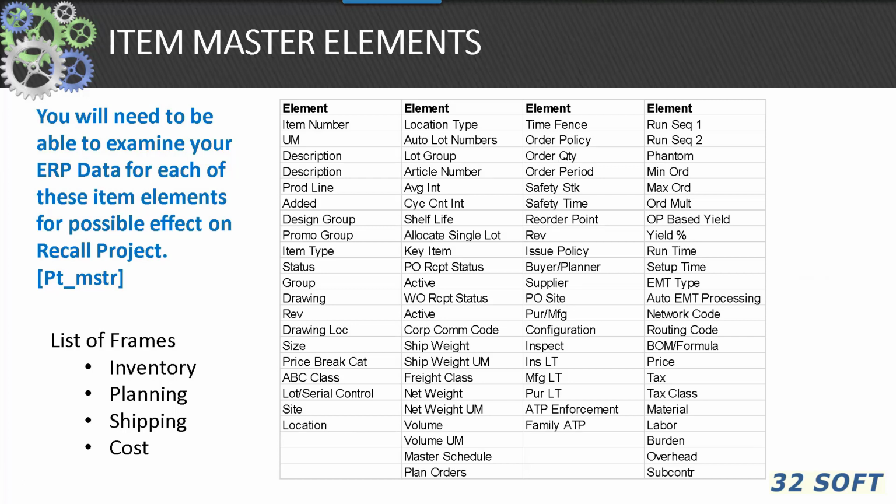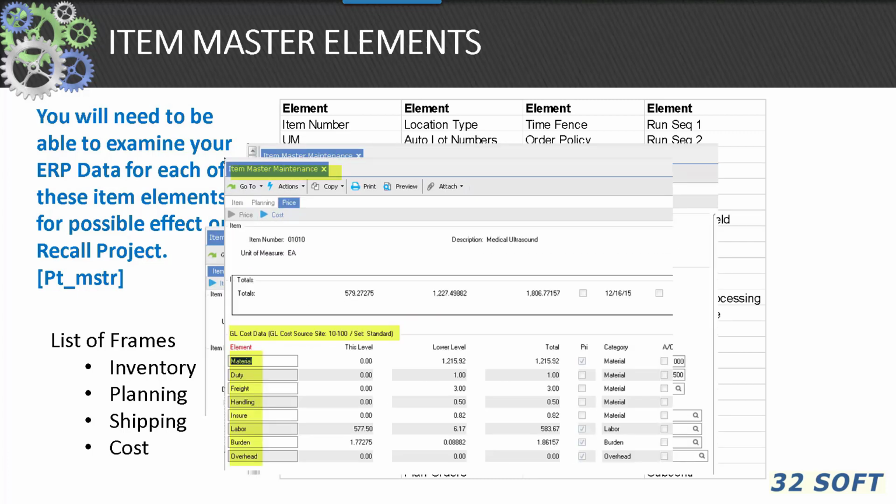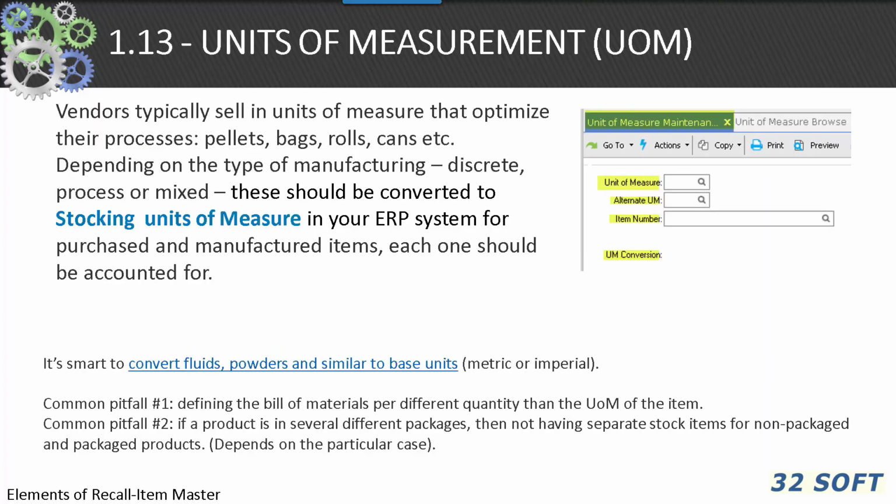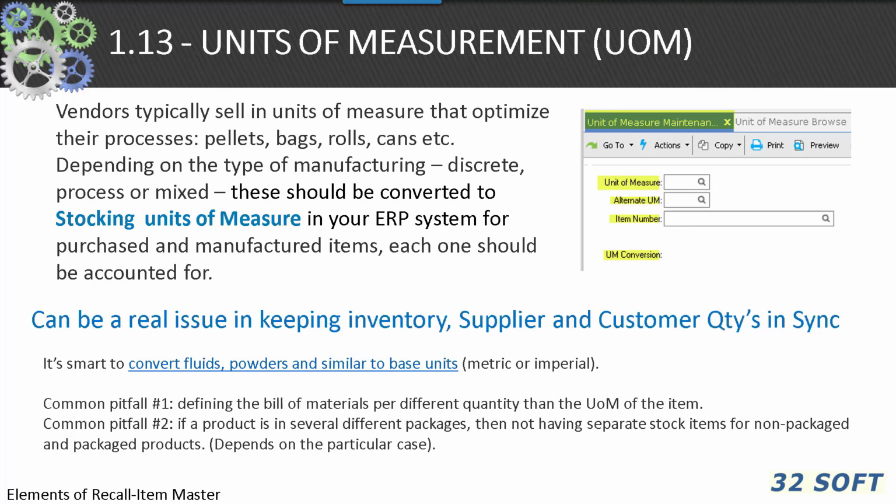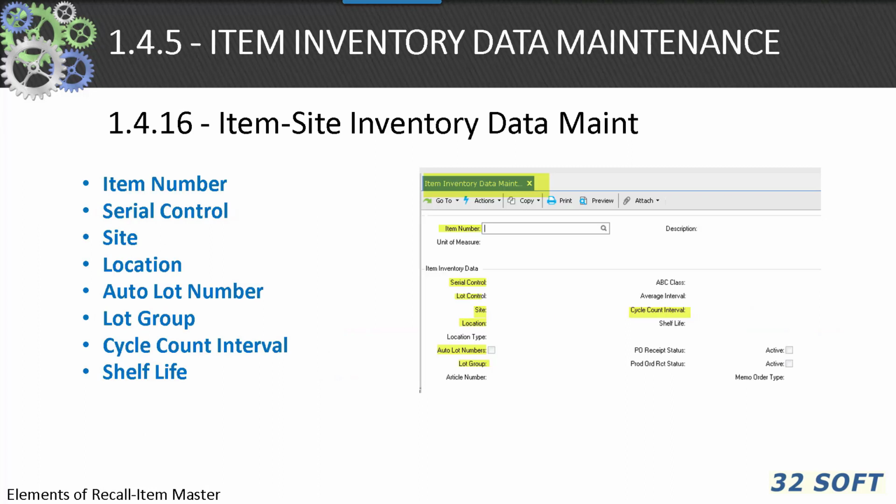Your item master elements, you should be able to analyze each one of these with regard to a possible effect on the recall project. You should be able to go through each frame of an item and look at the impact of that. Unit of measure maintenance lets you tie your stocking unit of measure to your unit of measure for your suppliers and customer uses, or for additional unit control within your manufacturing environments. This can be a real issue. I've seen a multitude of inventory issues directly related to the misunderstanding of stocking and alternate units of measure.